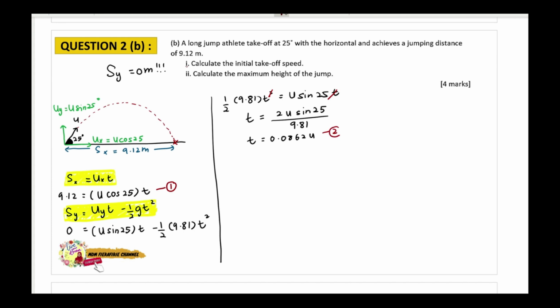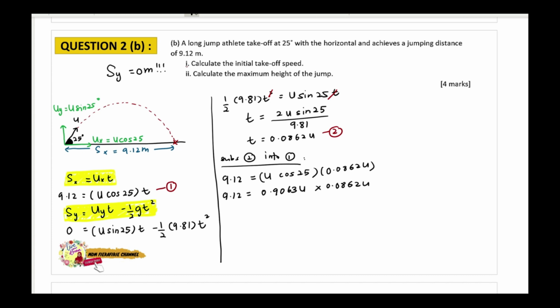Kita tulislah ini number 2. Therefore, okay, we can substitute equation number 2 into equation number 1. Okay, kita masukkan T tu dalam equation number 1 lah. So, equation number 1 kita tulis balik. U kita tak tahu. Cos 25 times T, 0.0862U. Kita tulis macam tu. So, yang ni kita dah boleh selesaikan lah. Okay, cos 25, which is 0.9063U times 0.0862U. Kita selesaikan. Akhirnya, you akan dapat U is equal to 10.81 meter per second. So, this is the answer. Okay.